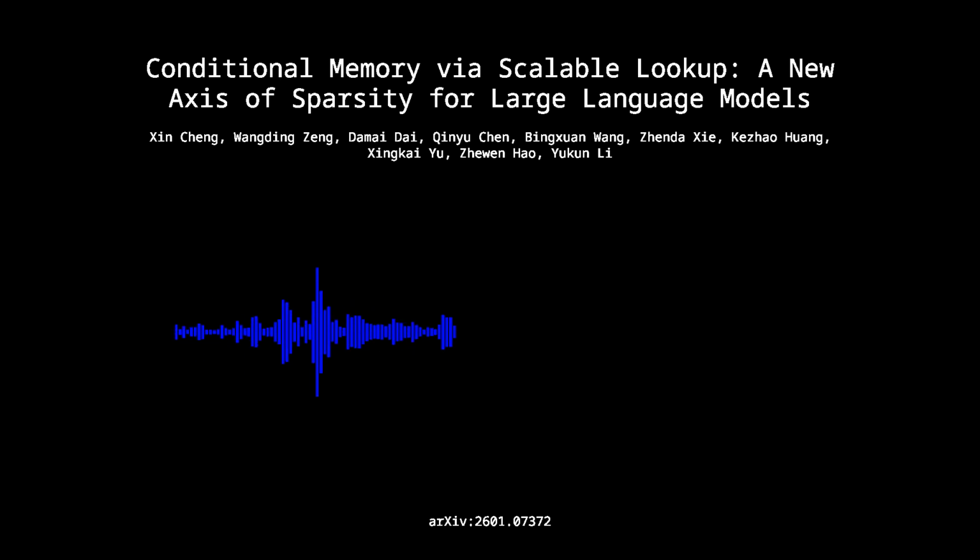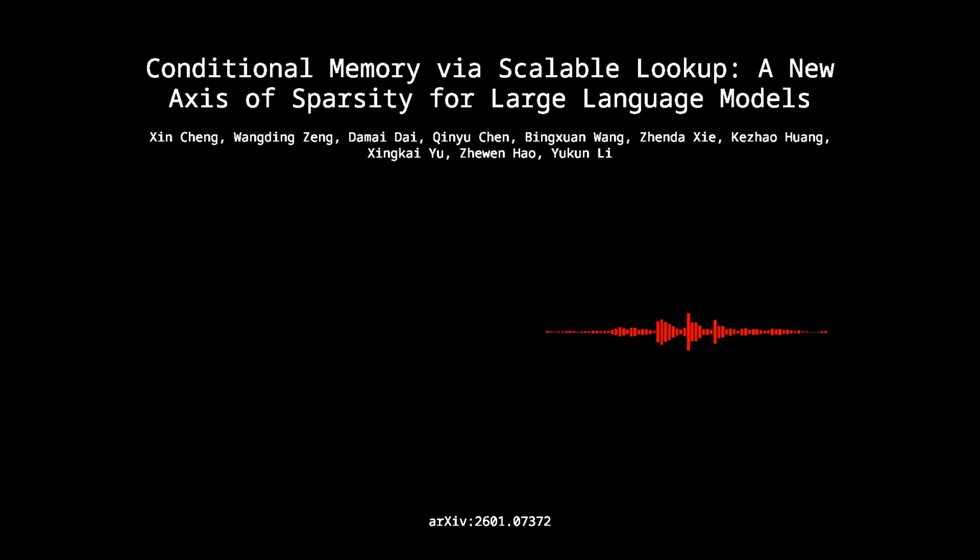And to handle the inevitable hash collisions, they use K distinct hash heads for each N-gram order. To increase the retrieval capacity. Right. And then the retrieved embeddings from all these heads are just concatenated together to form the final memory vector. Okay, so that gives us a static memory vector. Let's call it e_t. But that's not enough. Memory without context is, well, it's useless. Right. It doesn't know if Apple is the company or the fruit.